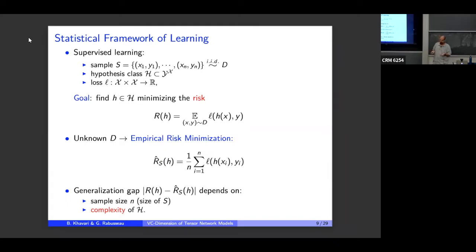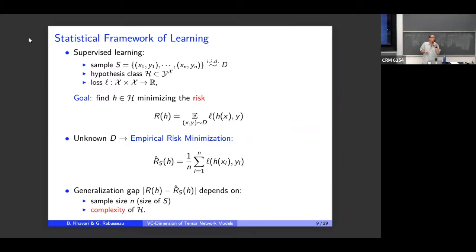So what do you do when this data is inconsistent? So when there are several y's for the same x? That's correct. It can be part of it. We have a distribution on x times y.